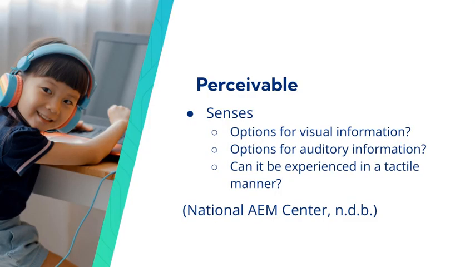Let's start with the first principle, perceivable. Perceivable has to do with the senses such as sight, hearing, and touch. Material should be flexible and give students options. What are some things you can think of that might help students experience computer science through the senses? Please respond either out loud or through the chat.